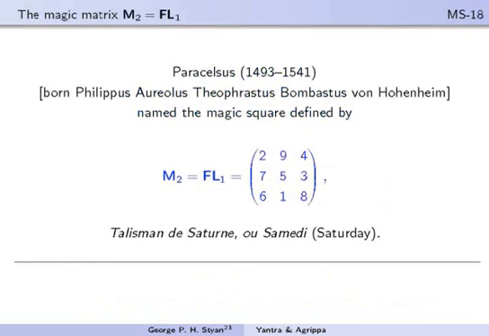Another scholar of that time period was Paracelsus, born Philippus Aureolus Theophrastus Bombatus von Hohenheim, a Swiss scholar. Agrippa was German, Cardano was Italian. He named the magic square defined by M2, the talisman de Saturne, or Samedi, meaning Saturday, the planet Saturn.